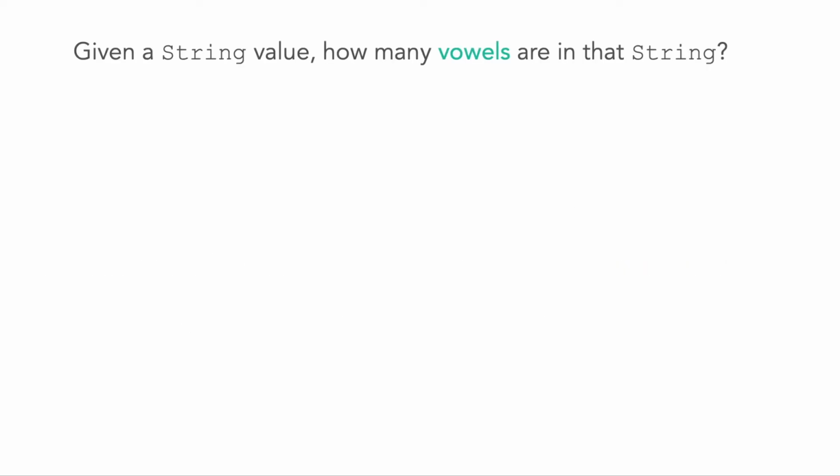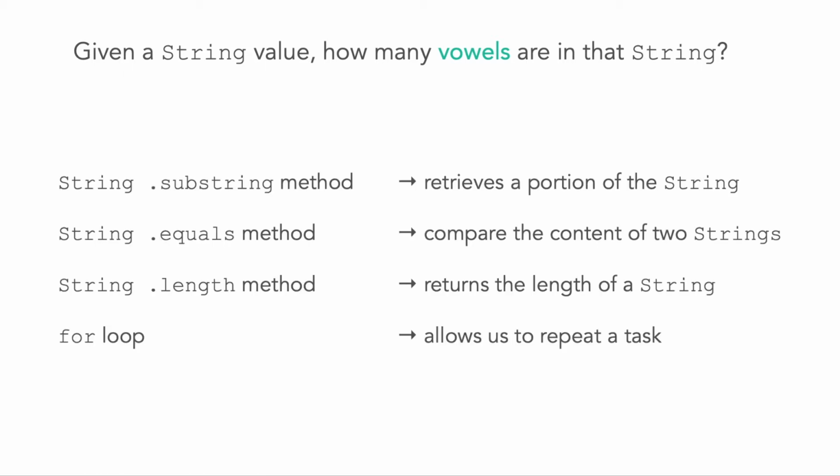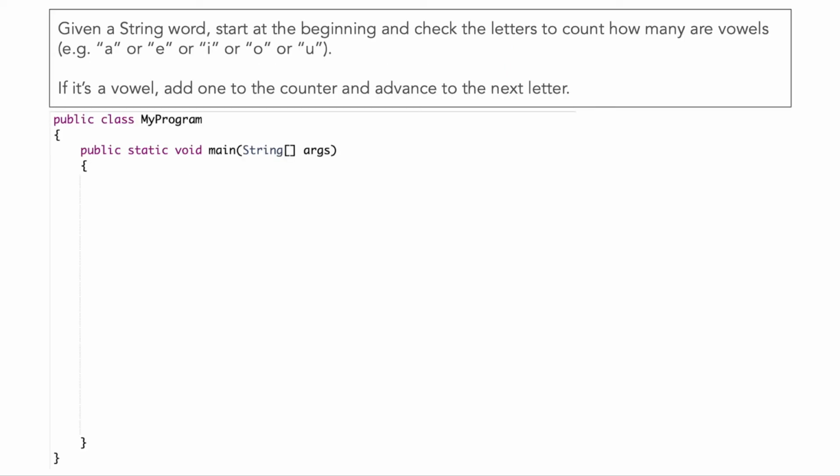There are standard algorithms that utilize string traversals to determine the number of substrings that meet specific criteria. Given a string value, let's find how many vowels there are in that string. What tools in Java can we use to solve this problem? Well, we can use methods from our previous exercise. The .substring method, the .equals method, the .length method, and a for loop. Let's start by declaring our variables. One should store our word, and another can store the count of vowels.